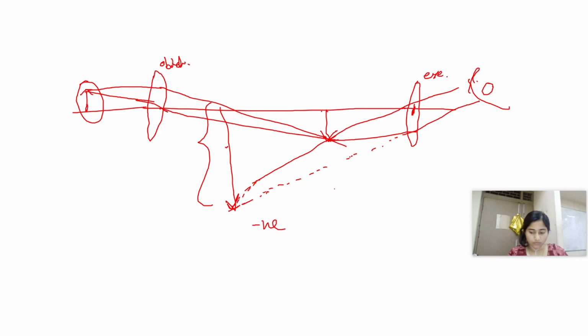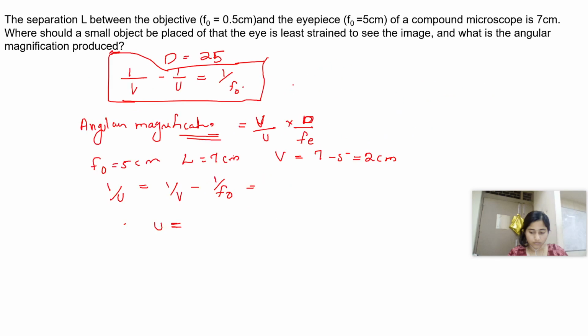Till this, it will be the focal length of the objective, right? Total length is L. So this will be the image formed by the eyepiece also. So this will be the V value. With respect to the objective, this is going in this direction, so our V is on the right side, so it will be positive. That's why the V value is positive.